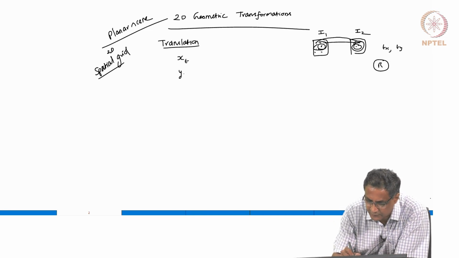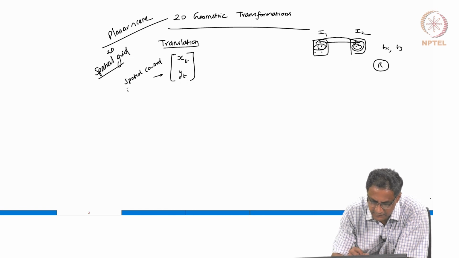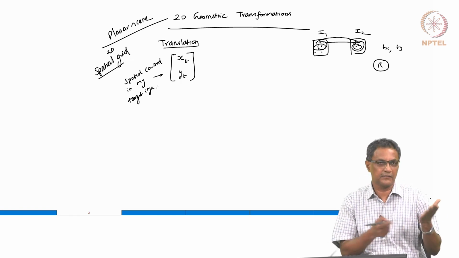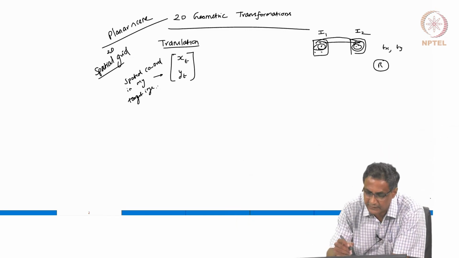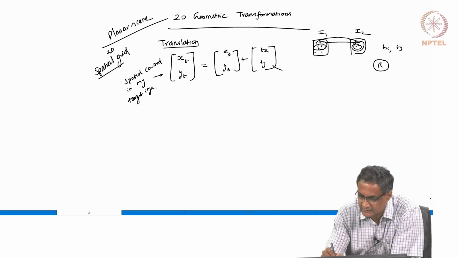So what we see is, if I want a target coordinate, for example, these are the spatial coordinates in my target image, if you are synthesizing, or you can think of xt, yt as your I2, and xs, ys as your I1. Therefore, you can just write this as xs, ys plus translation tx, ty. Such a translation is called a global translation.